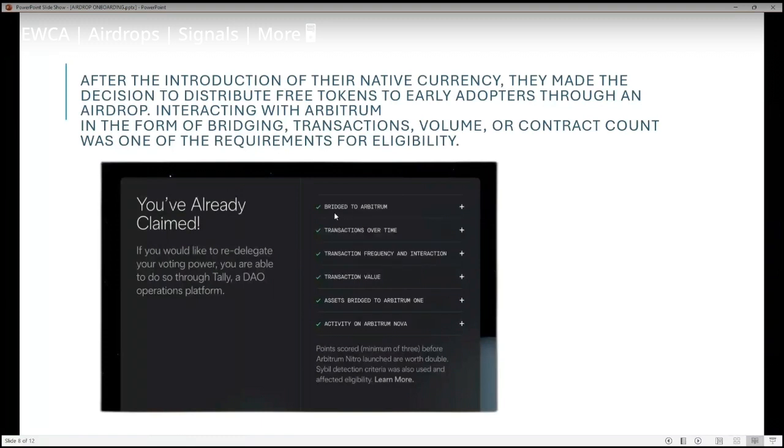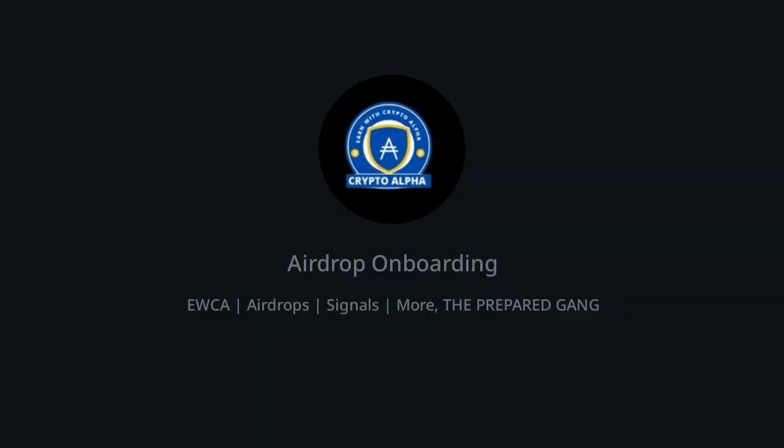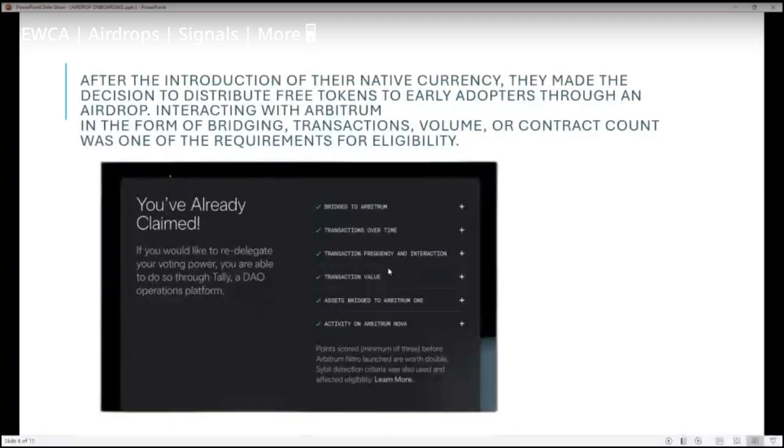Now, if you look here, you will see some of those criteria they decided to use: you bridge to Arbitrum, transaction over time, transaction frequency and interactions, transaction value, asset bridged to Arbitrum One, and activity on Arbitrum Nova. So this was their own criteria that they decided to use. Okay.